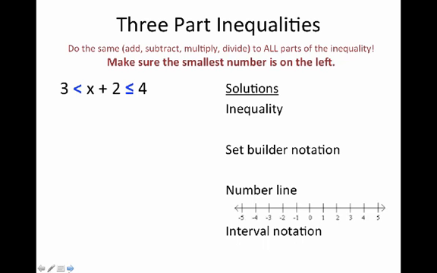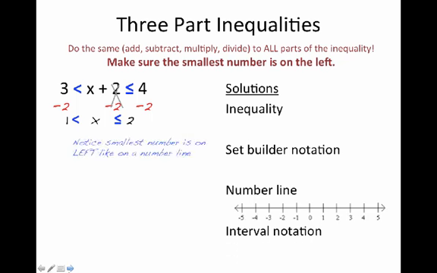3 is less than x plus 2, which is less than or equal to 4. I want to get the x by itself. To do that, I'm going to subtract 2, but I've got to subtract 2 from all three parts of the inequality. Plus 2 minus 2 is 0 when I do the rest of the math. 3 minus 2 is 1 on the left. I've got my x by itself in the middle is less than or equal to 2 on the right. 4 minus 2 is 2. That's my solution written in inequality form.